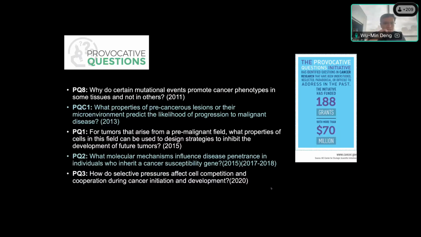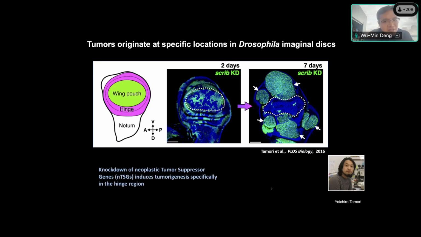I'll start with this slide that many of you probably remember, the Provocative Questions initiative launched by the NCI about 15 years ago. Many of those questions are actually trying to understand how cancer gets initiated. Around that time, there was a talented postdoc, Yoichi Tamori, who is a faculty member at the University of Louisiana right now. He was interested in understanding how tumor suppressor gene knockdown or mutations would lead to tumor formation. When he looked at those neoplastic tumor suppressors, he found that not all mutant cells are created equal.